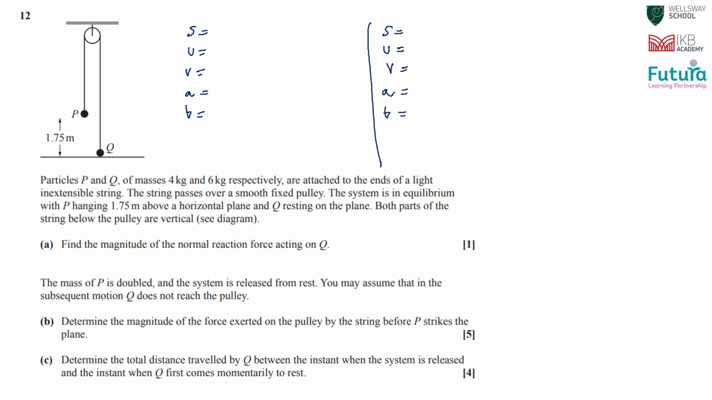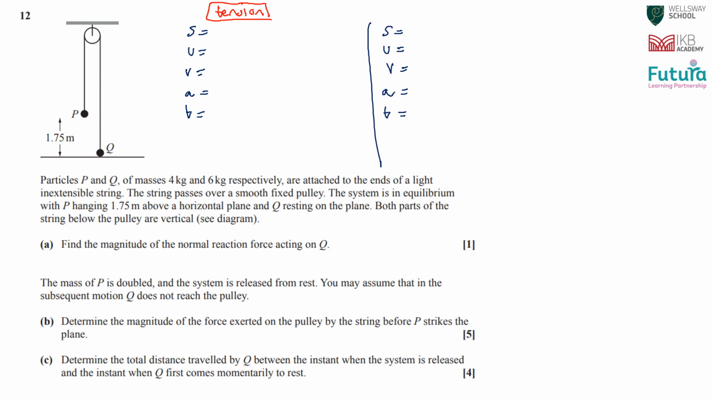Right. So the reason that we're going to use SUVAT twice is because, first of all, the system is going to move. P is going to go down, Q is going to go up. And at this point, there is tension in the string. So the object will be accelerating because there is tension in the string, and the force will all be there because of the tension in the string.